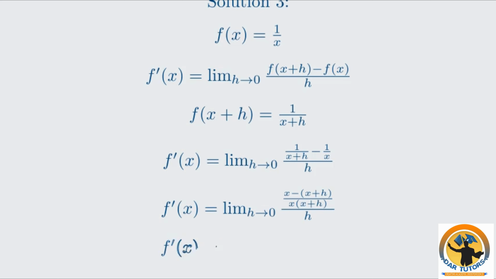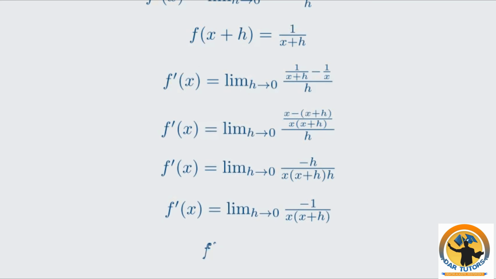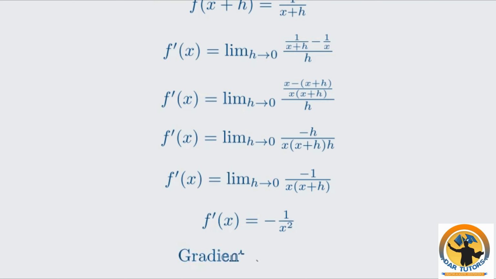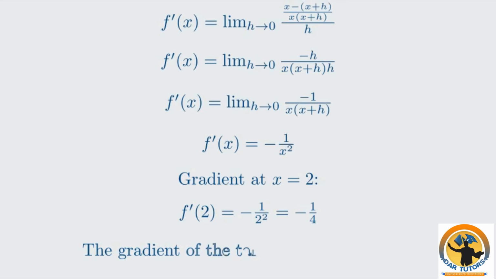This simplifies to the limit of negative h over x times (x plus h), all over h. Canceling the h terms, we get the limit of negative 1 over x times (x plus h). Evaluating the limit gives negative 1 over x squared. The question asks for the gradient at x equals 2, so we substitute 2 into our derivative. f prime of 2 equals negative 1 over 2 squared, which is negative 1 over 4. The gradient of the tangent at x equals 2 is negative 1/4.